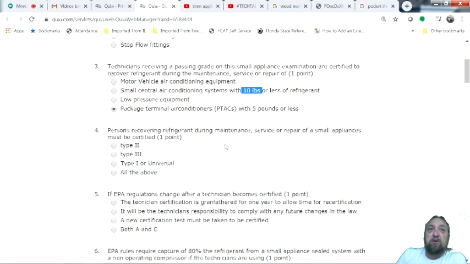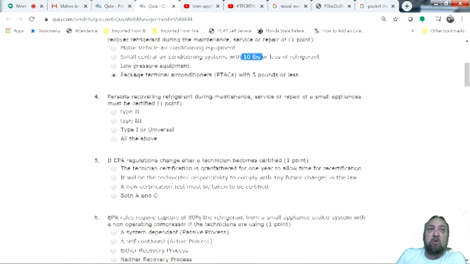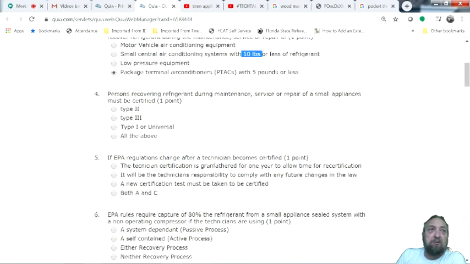Persons recovering refrigerant during the maintenance, service, or repair of small appliances must be certified to do what? What certification do you have to work on small appliances? Type 1 at least. Type 1 or universal. In the presentation I showed you both of those certificates side by side. You need to have type 1 or universal, which includes type 1, 2, and 3.